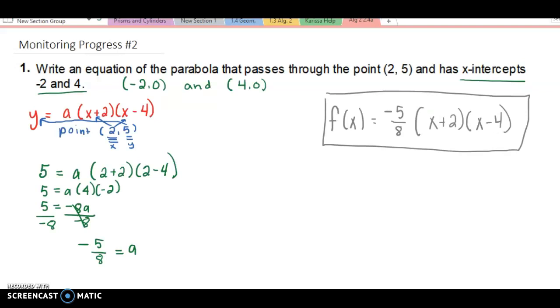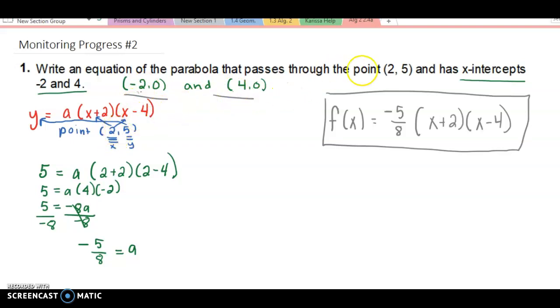Okay, so what I did is I took my 2 intercepts and plugged them into intercept form. So you should get y equals a times (x plus 2) times (x minus 4). That just goes straight back to how to write intercept form.